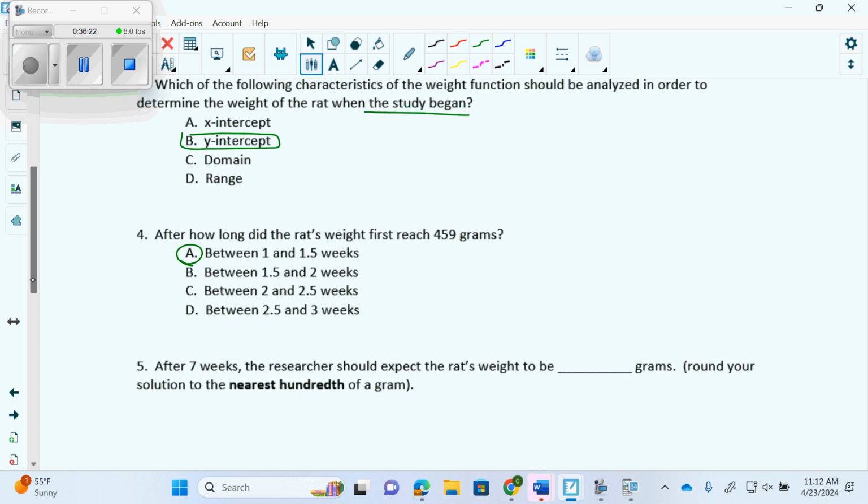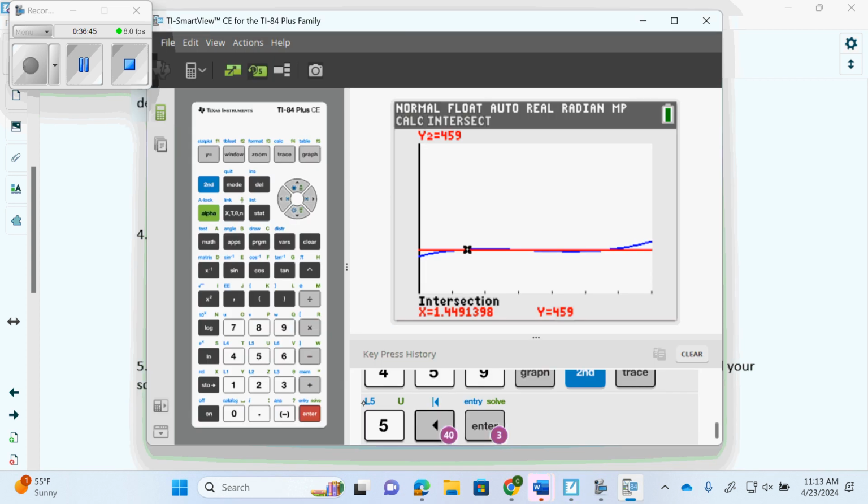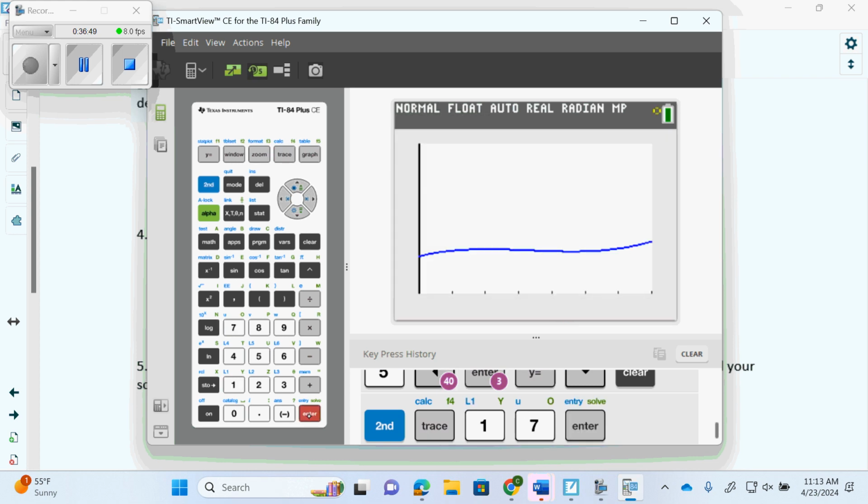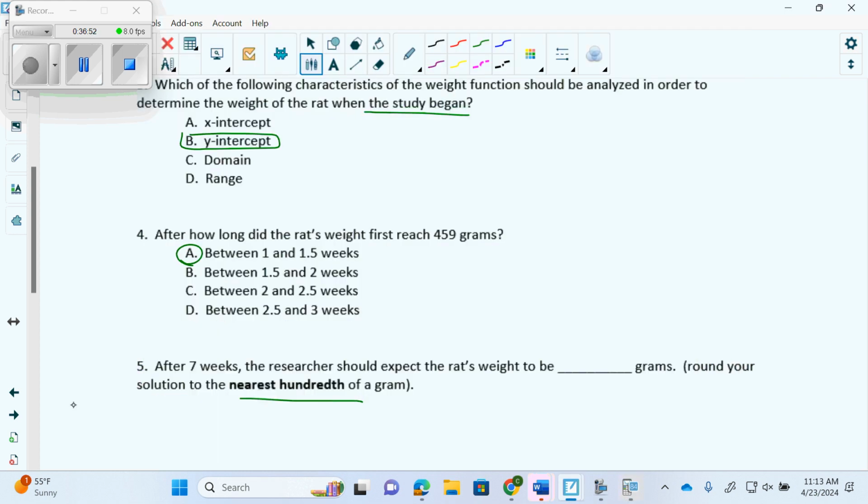There's a few. Okay, after 7 weeks, the researchers should expect the rat's weight to be what? Bulked up. That's our answer. But we have to give them a number. But I really want to write bulked. Bulked up. Okay, round your solution to the nearest hundredth of a gram. So, we can either plug 7 algebraically into the equation, or, let me take this one out, second trace value 7. 470.11. And that, my friends, is a bulked up rat.